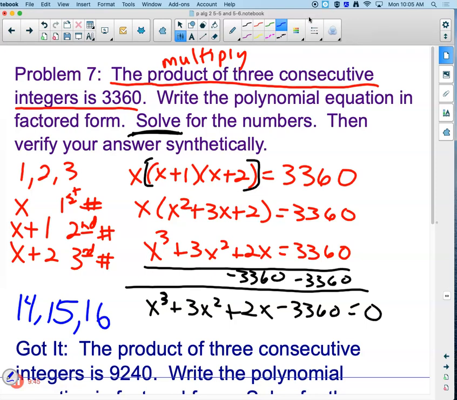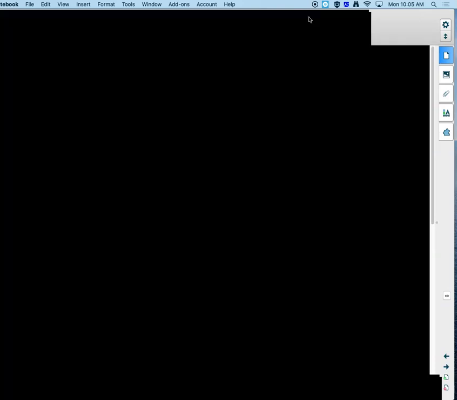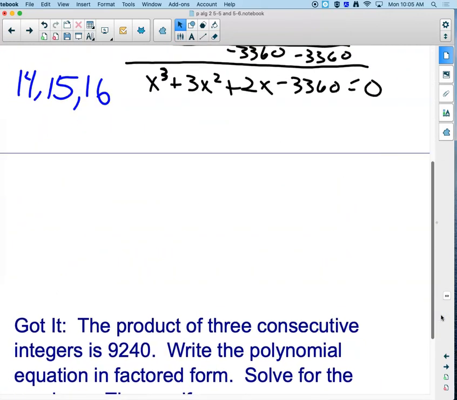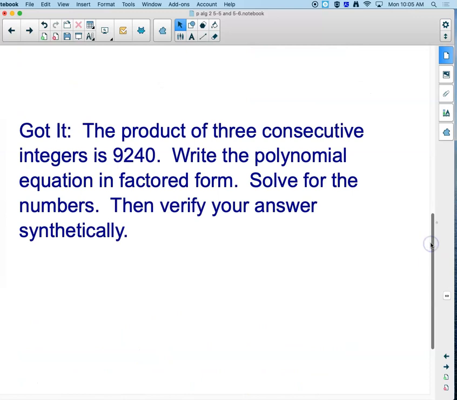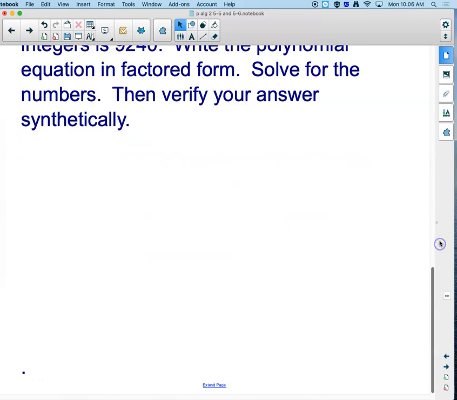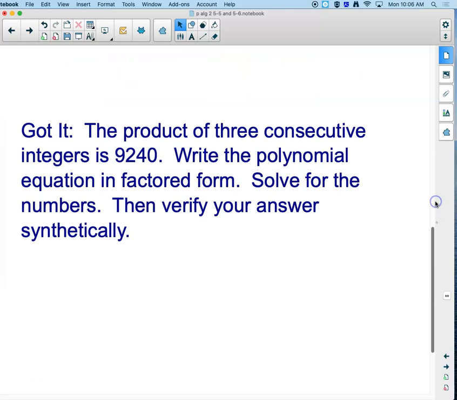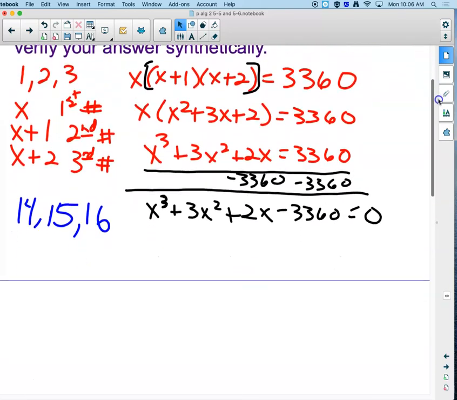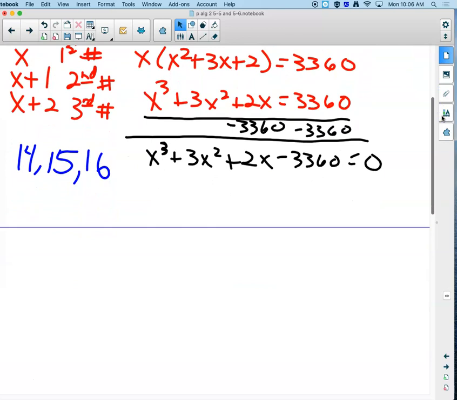Now, I didn't leave myself enough room here because it says we're supposed to verify our answers synthetically. Luckily for me, I can kind of cheat and move this down. There we go. Now, if you're thinking, how are we going to check all three? We're not going to check all three. We're only going to check x, and x was 14.